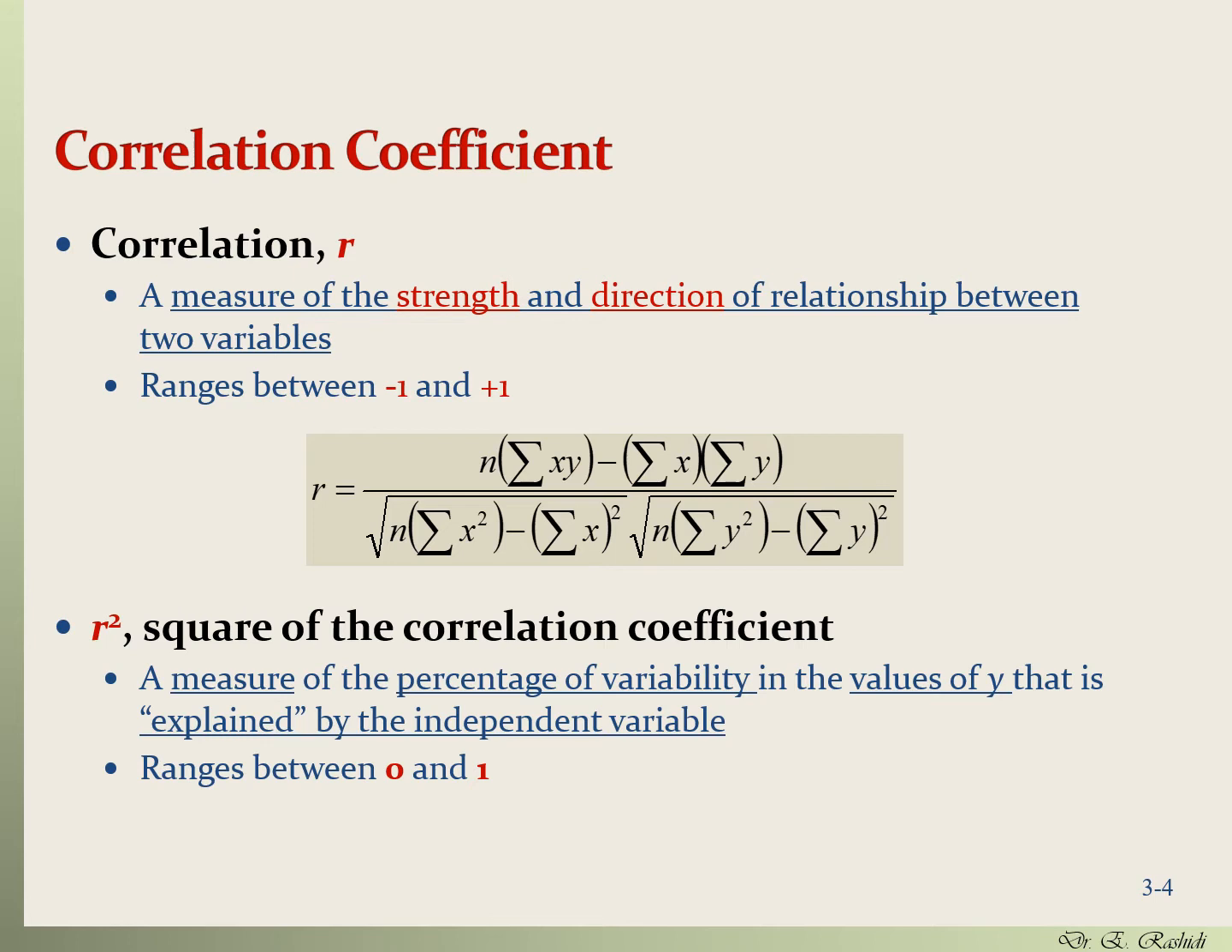R ranges from -1 to 1, so it only takes values between -1 and 1. It doesn't take any value outside of this. So R is a value between -1 and +1. You can see the formula for computing the correlation coefficient here.